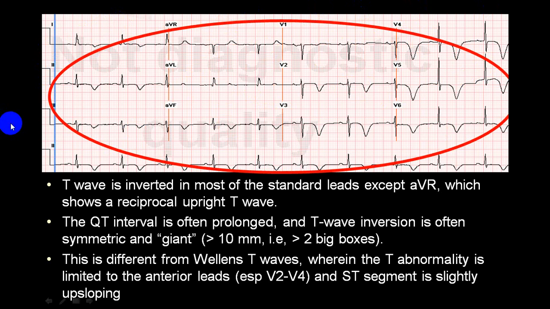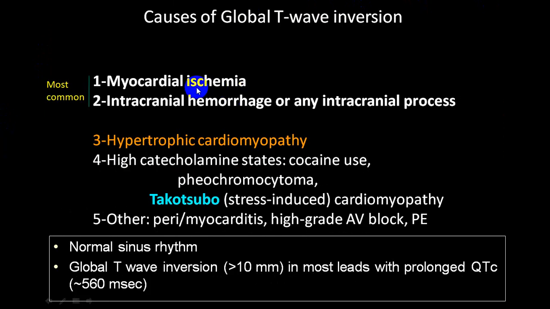And whenever you get global T wave changes, do look for these conditions. Generalized myocardial ischemia, intracranial hemorrhage, raised intracranial pressure, hypertrophic cardiomyopathy. We call catecholamine stress, where there is a release of large quantity of catecholamine, particularly in a person who has used cocaine, pheochromocytoma, or stress-induced cardiomyopathy we call Takotsubo, or in case of myocarditis, and also in case of acute pulmonary embolism. You have already seen that in acute pulmonary embolism, there is a generalized T wave inversion. And whenever you have all this, you try to look for all these conditions. Don't forget Takotsubo.